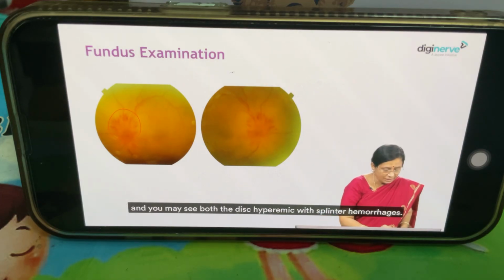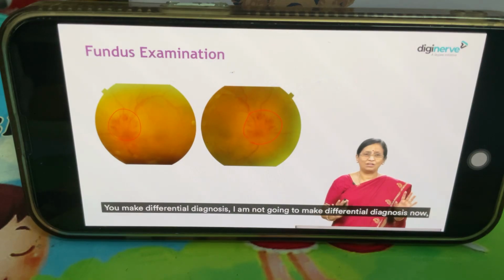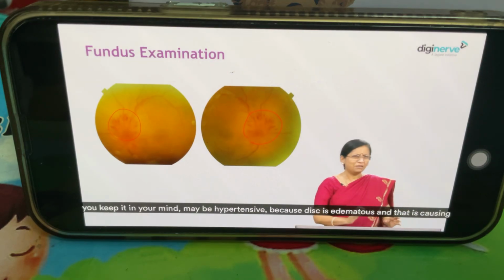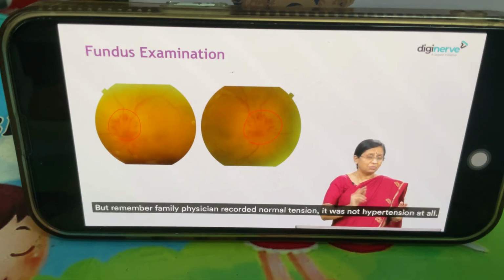And you may see both the discs hyperemic with splinter hemorrhages. You make a differential diagnosis. I'm not going to make a differential diagnosis now. You keep it in your mind. Maybe hypertensive, because the disc is edematous and it is causing splinter hemorrhages. Maybe hypertension. But remember, the family physician recorded normal tension. It was not hypertension at all.